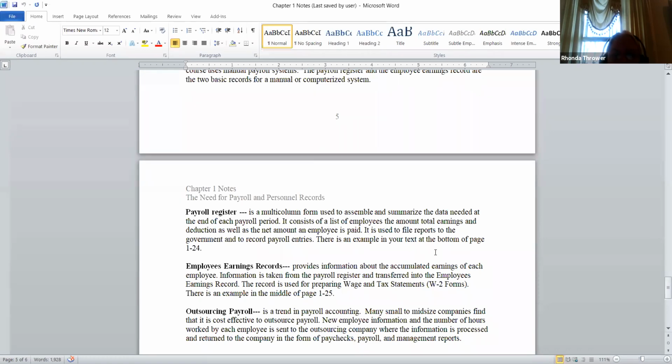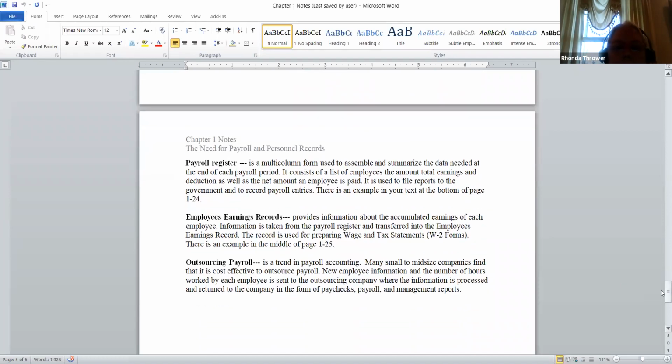There's an actual example in your text at the bottom of page 1-24, and I feel like you need to at least look at that and get familiar with this form, because we're going to be doing a whole lot more with it as the class progresses.